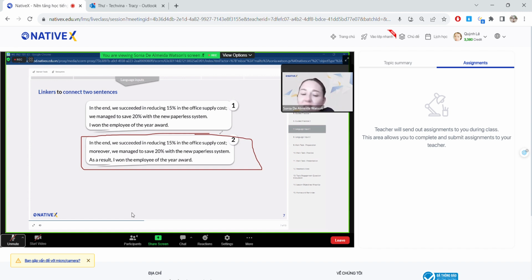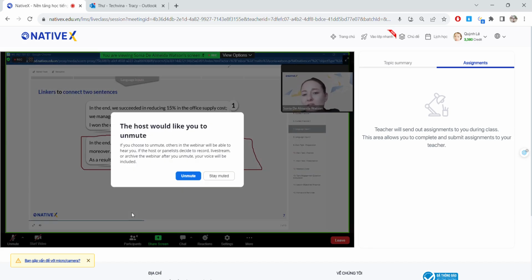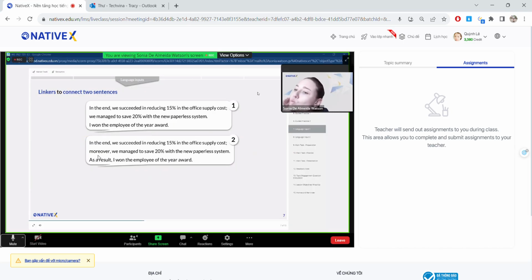In the end, we succeeded in reducing 15% in the office supply cost. Moreover, we managed to save 20% with the new paperless system. As a result, I won the Employee of the Year award. Queen, what is different about paragraph 2? Yes, we see the two were different: moreover, and as a result.